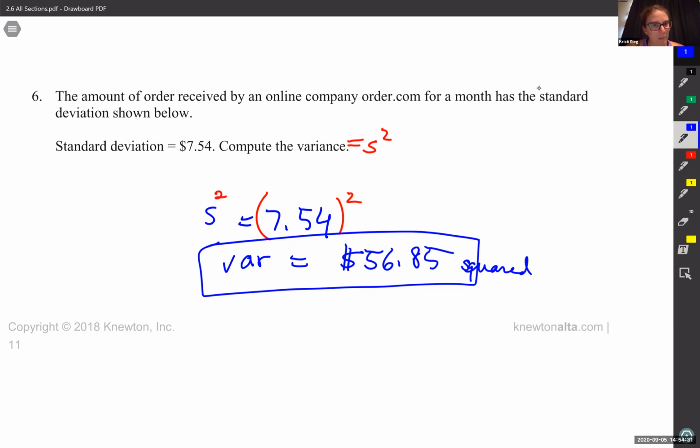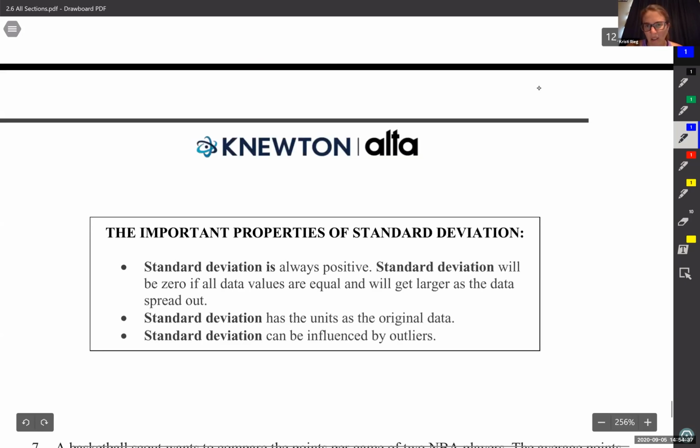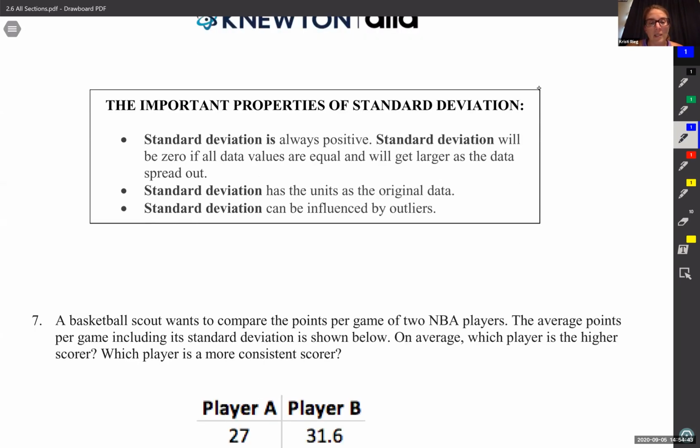Okay, class 2. The importance of standard deviation, or the important properties. Now, I've already said all these two pages ago, but they're so important that I put them down again. Standard deviation is always positive, and it will be 0 if all the data values are equal. It gets larger as the data values spread out.